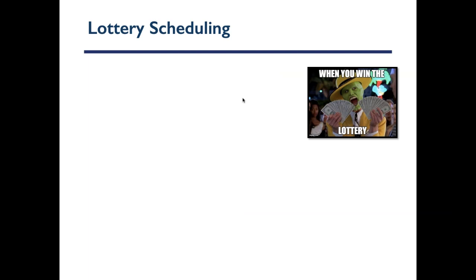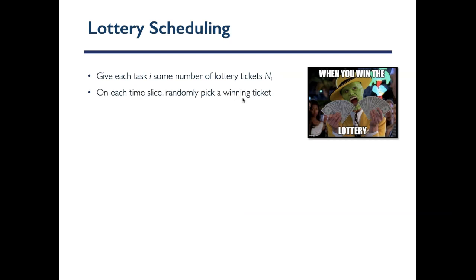This one is called lottery scheduling. The idea is you are going to give each task a number of lottery tickets. And this number is going to be proportional to the importance of that task. So if a task has more priority, it gets more lottery tickets. At each time unit that you want to make a decision, you're going to just randomly pick a ticket and then see which task is a winner. And the one that wins gets to run in that time quantum.